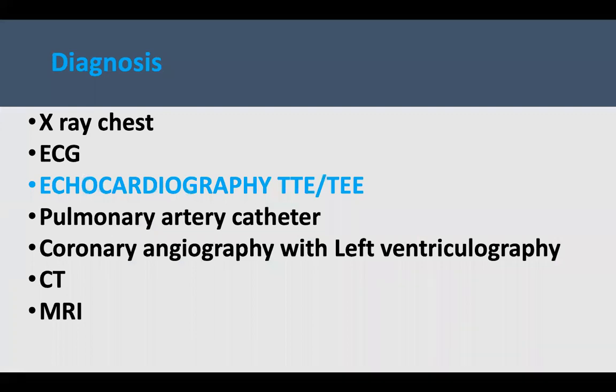The X-ray test is non-specific. It won't help. It will just show the congestion of the lungs. ECG is non-specific.